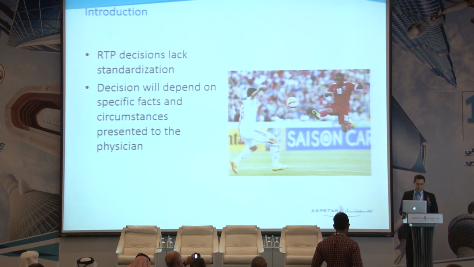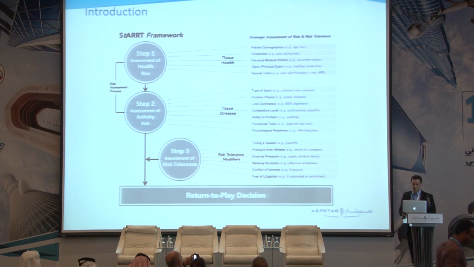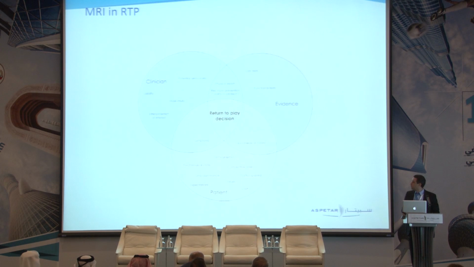This return to play decision lacks any standardization, and the key point is imaging is just another tool that can be used in the big picture. This is the strategic assessment of risk and risk tolerance, the START framework, which shows how complex this seemingly simple decision can be. You can see by the black arrow that imaging or lab tests is just one small part in this whole process. This is viewing the return to play decision through an evidence-based model by Creighton. Again, the black arrow depicts that imaging is just one more tool you could use in that process to make the decision.